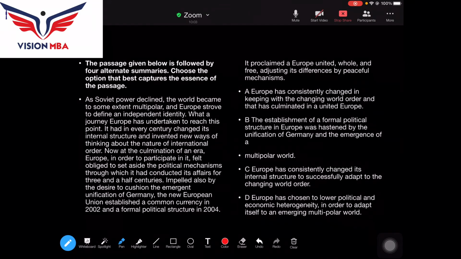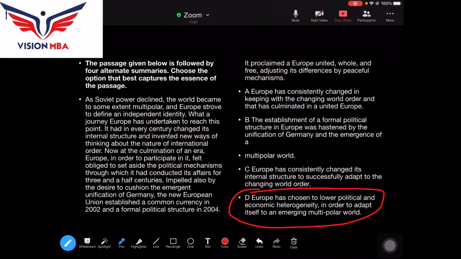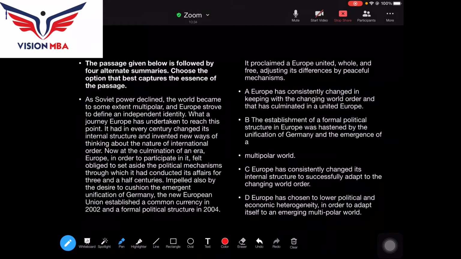Again, it is talking about the political structure of Europe. Europe has chosen to lower political and economic heterogeneity in order to adapt itself to an emerging multipolar world. Now, please do not get confused or stuck if you do not know the meaning of a word. Focus on the understanding of the expression in the sentence, what it means: that it has been changing itself depending upon how the world around it is evolving. So it's the political structure of Europe, and something about Germany is mentioned, maybe an example, I don't know.